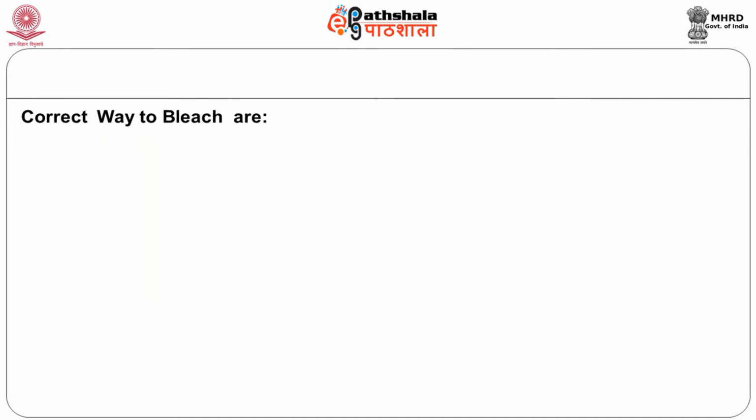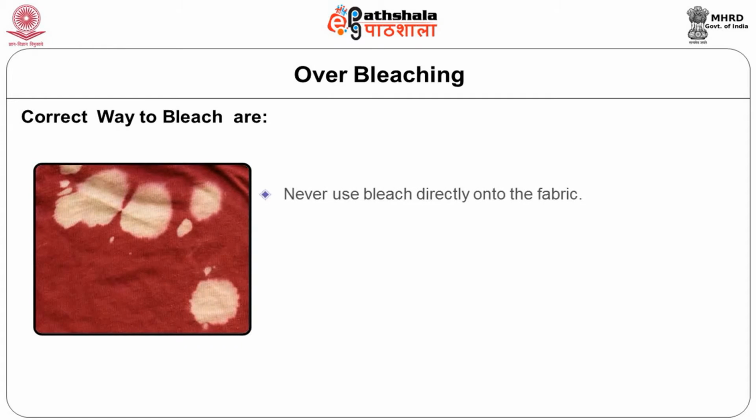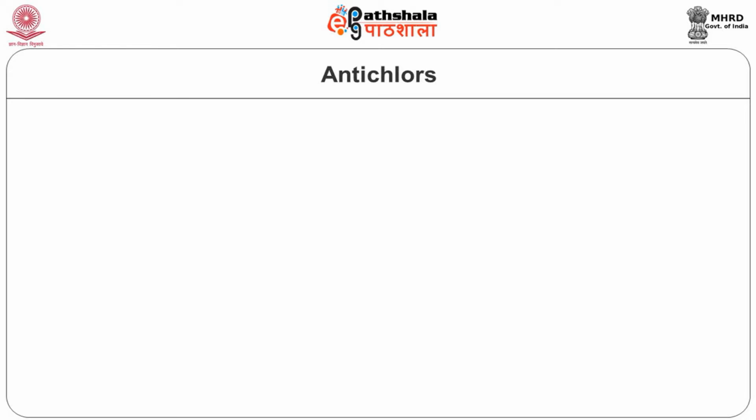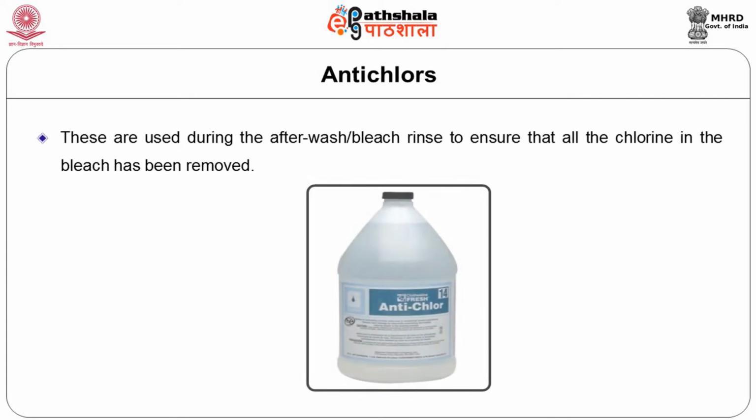The correct way to bleach is: never use the bleach directly onto the fabric, use the right amount of bleach, and wash off thoroughly. The last aspect that you may have heard about is anti-chlors. These are used during the after-wash or bleach rinse to ensure that all the chlorine in the bleach has been removed.